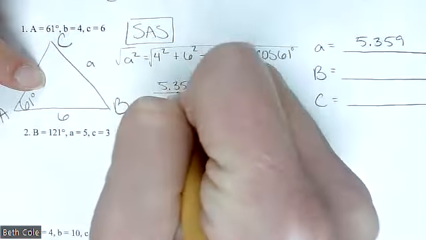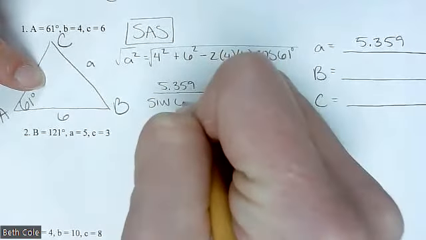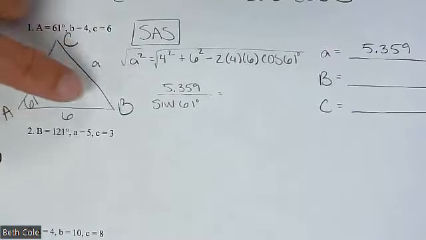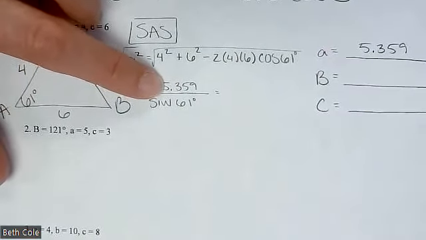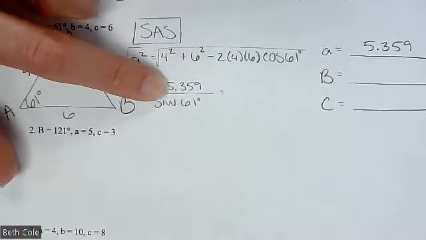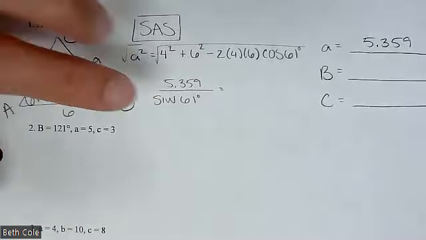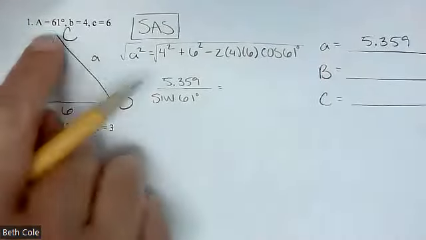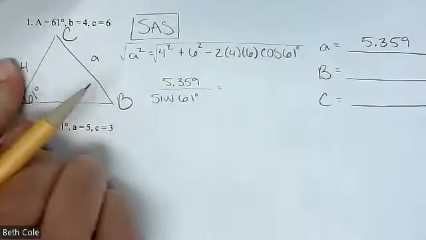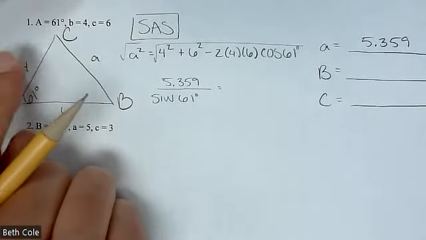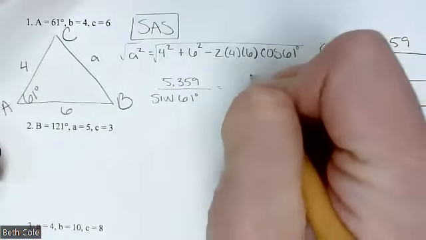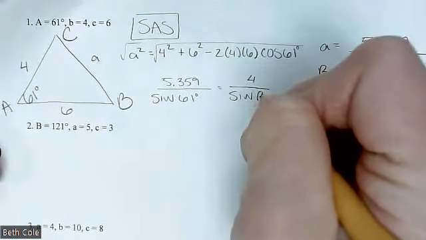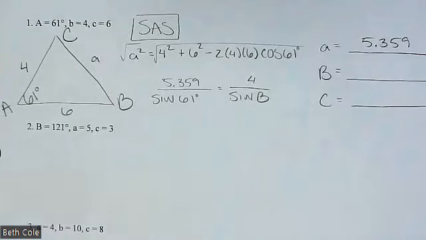We'd have 5.359 over sine of 61. They go across from each other. And I know I wrote 5.359, but we're going to use the copy and paste feature in our calculator, right? If you type 5.359, it won't be accurate enough. All right, equals, and then look what you're trying to find. What's going to go on the other side? Well, 4 over sine B. Perfect.